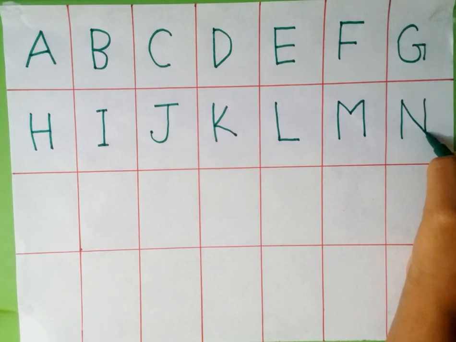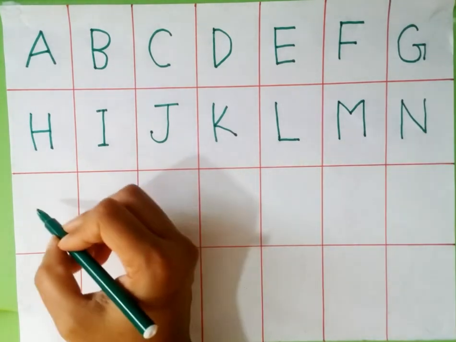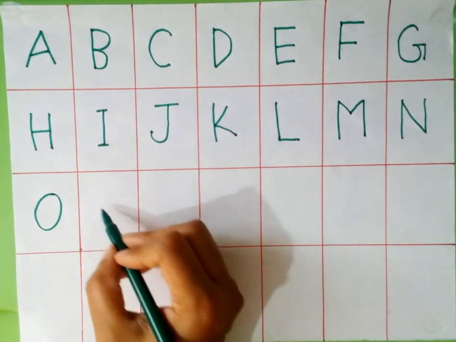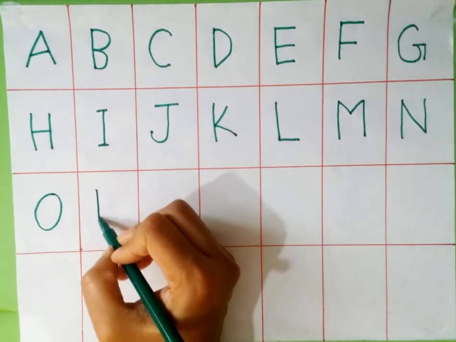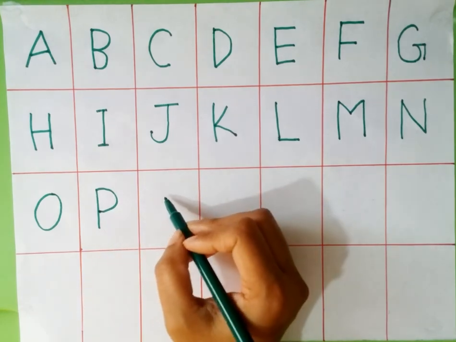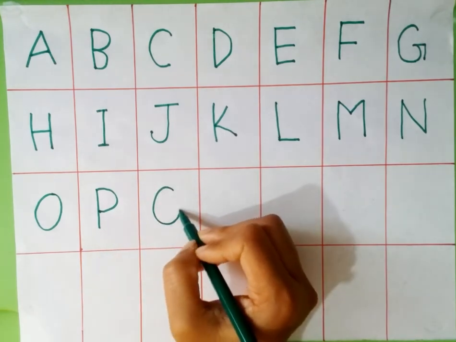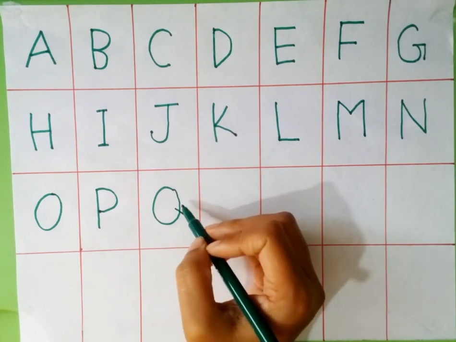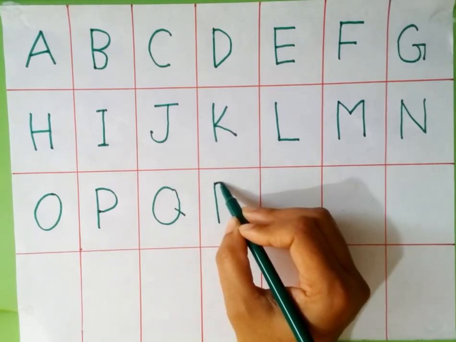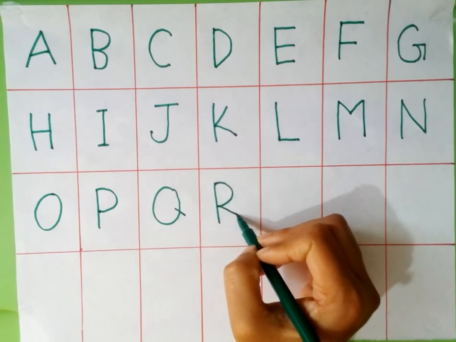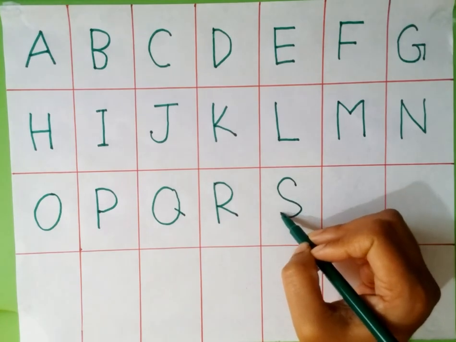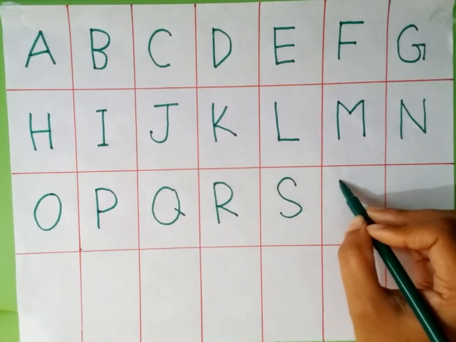N for net, N for net, O for orange, O for orange, P for pen, P for pen, Q for queen, Q for queen, R for rose, R for rose, S for swan, S for swan.